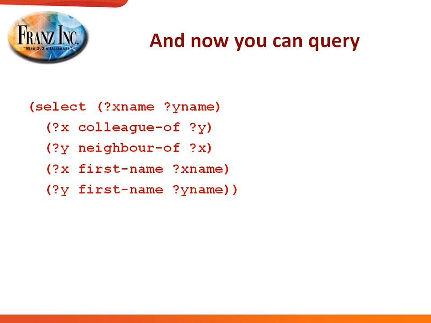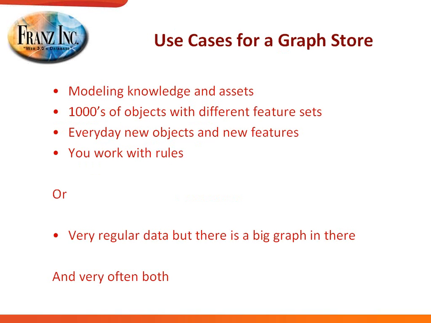So that's a very, very short introduction to a triple store. So now, when do you want to use a triple store? Before I go into use cases, in general I would say when you want to model knowledge and assets, when you have thousands of objects with different feature sets, and every day you add new objects with new features. And then, because this gets so complex, you need some abstraction layers on top of your objects, so you will want to work with views and rules. Although sometimes also the use case is just that you have very regular data, but there's a very big graph in there. And sometimes you get both. So these are the use cases, but now let me give you some examples of these use cases.